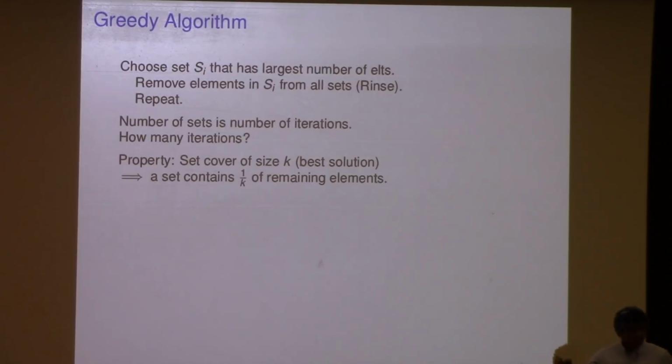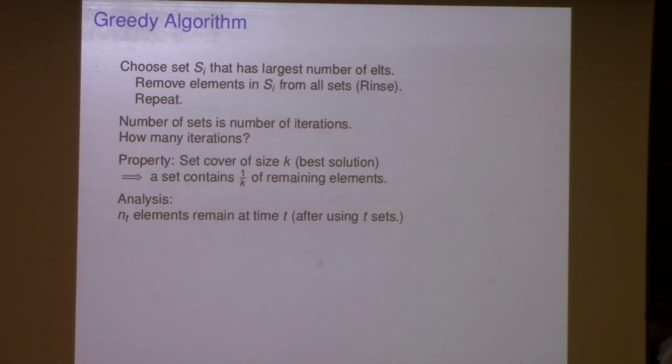Because no matter where you are in the algorithm, you can think about the 10 sets that you originally had, say you didn't choose any of them. Those 10 sets do cover the remaining items because they covered all the items. So there exists one set that contains 1 over k of the remaining items. Okay, so now we can do some analysis.